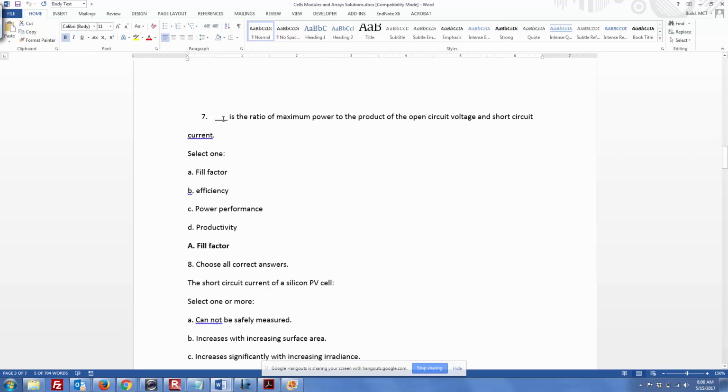Okay. Number 7, blank is the ratio of maximum power to the product of the open circuit voltage and short circuit current. Oh, this is a good question. So this is the fill factor. Oh, that's a very good question.